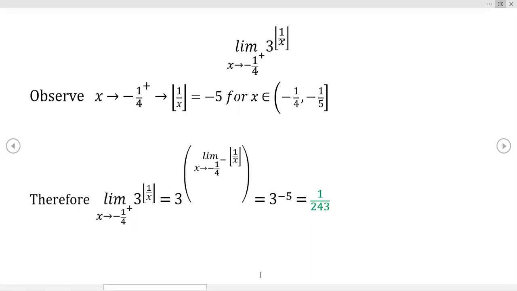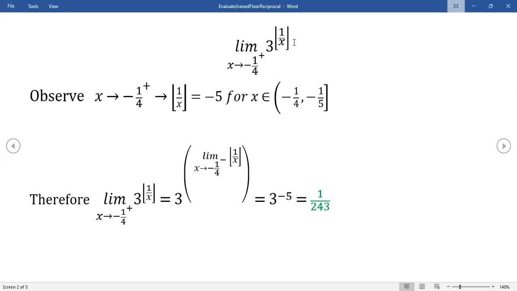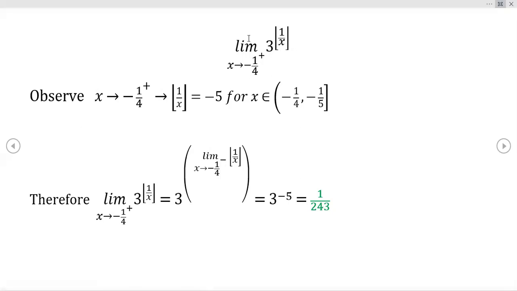Now, I don't want to stop right now. I do want to talk about one more thing. I want to show you we've done a little bit more than just compute a right-handed limit. We've also shown, and some of you already see it, that this function can't be continuous at -1/4.